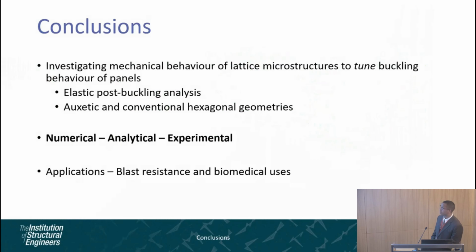So just to conclude, we've been investigating the mechanical behavior of lattice microstructures to tune the buckling behavior. We've been mainly looking at the elastic properties, but we'll also be looking into material buckling properties. In terms of the geometry, we're looking at mainly the auxetic and the conventional hexagons. And the modeling has been done numerically using a finite element method, analytically through total potential energy formulation, and some experimental tests will follow as well. And in terms of application, we'll mainly be looking into blast resistance and biomedical uses as well.